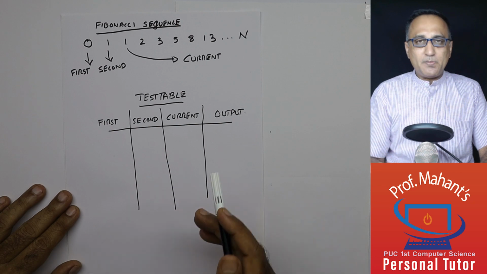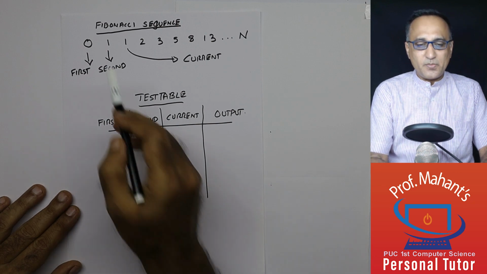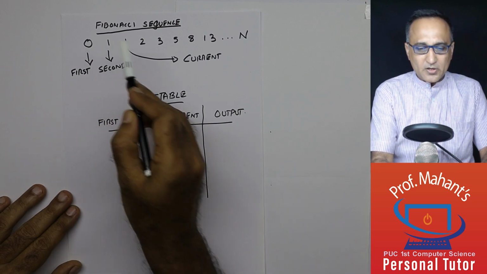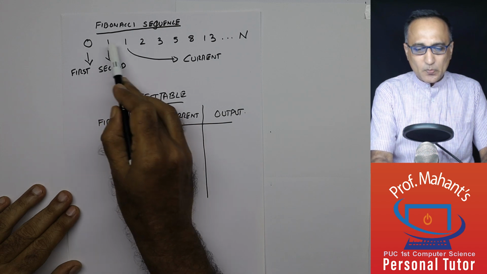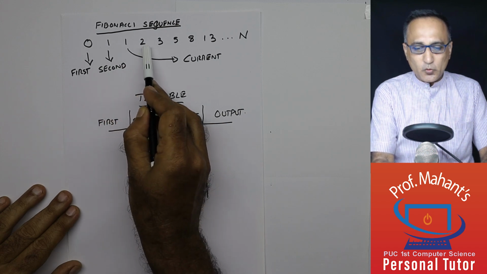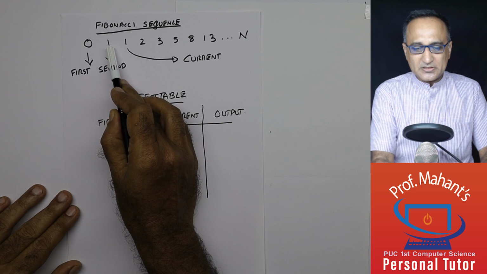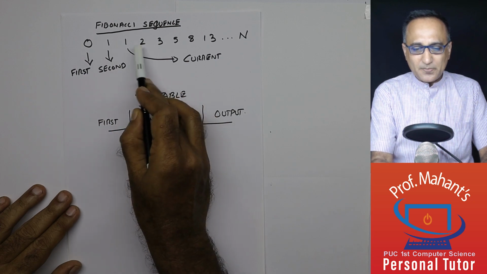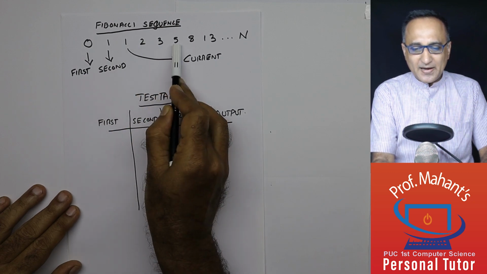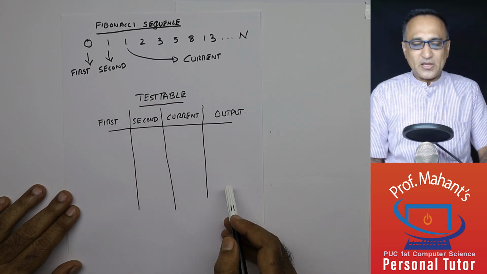The only two numbers of the sequence which will be given are 0 and 1. So the next number is 0 plus 1, which is 1. 2 is the sum of the previous two numbers. 3 is the sum of the previous two numbers. 5 is the sum of the previous two numbers.